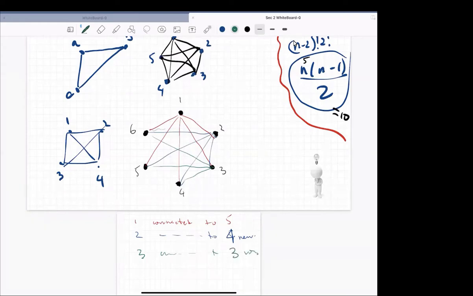Does that make sense? Right? So then 4 is connected to 2 new, 5 is connected to 1 new. When I get down to 6, there are no new connections to account for. So right now in this picture, I've drawn all possible connections between 6 elements.